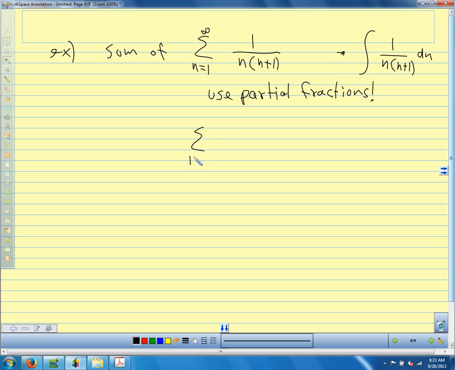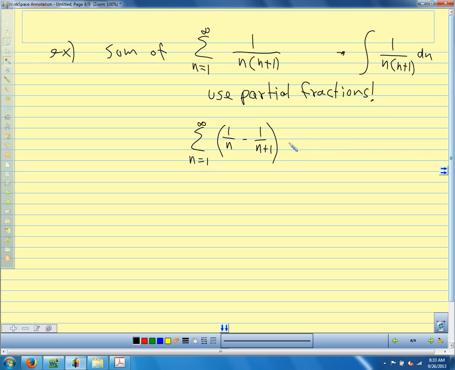I can rewrite the sum from n equals 1 to infinity of 1 over n times n plus 1 as, if I do my technique of partial fractions, 1 over n minus 1 over n plus 1. So we do our partial fractions technique. If you don't remember, you might need to brush up on that because there are some questions where you do that. If you need a reminder, we can talk about that outside of class time, or as we go over homework, we could do a reminder.